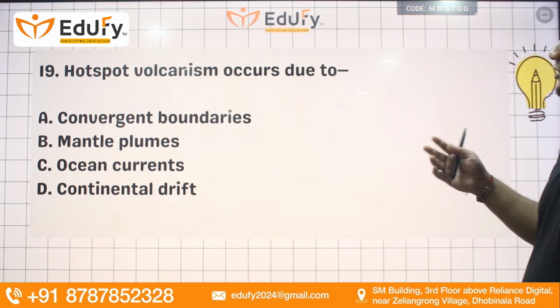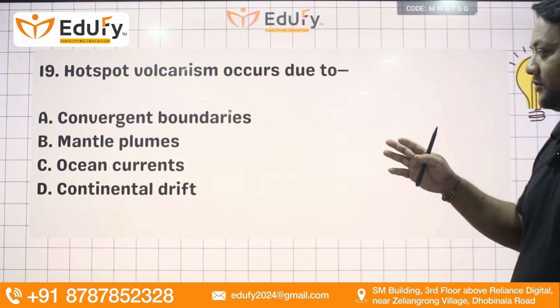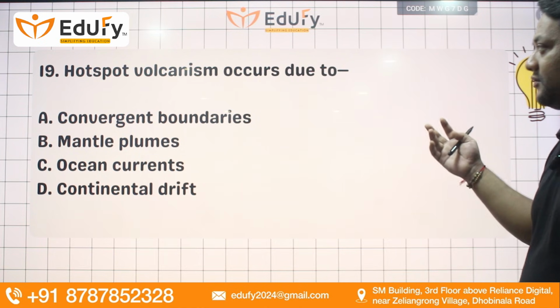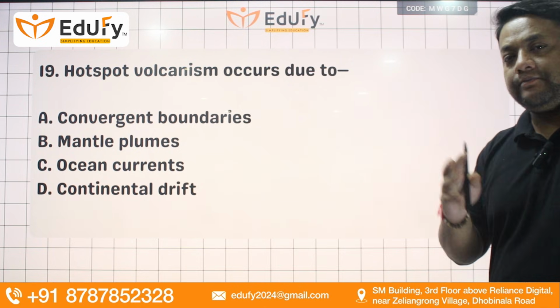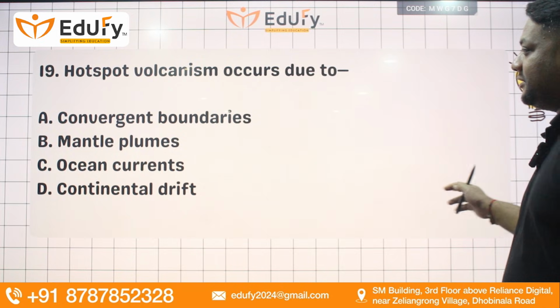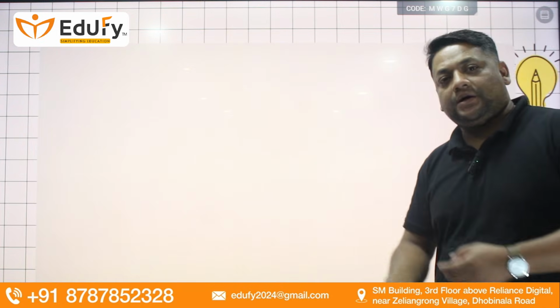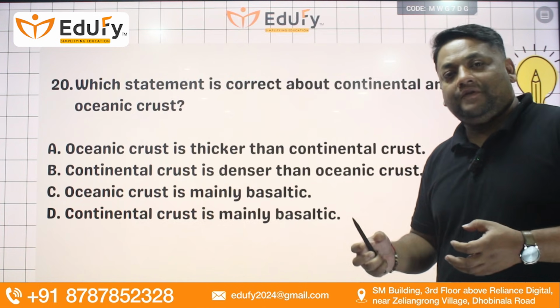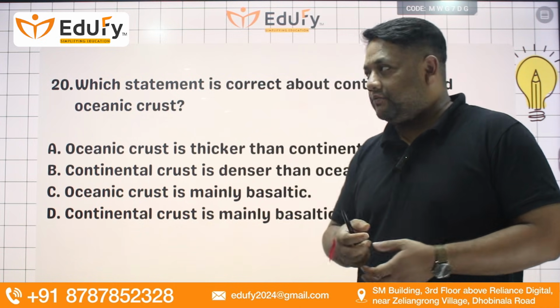Hotspot volcanism occurs due to: convergent boundaries, mantle plumes, ocean currents, or continental drift. Hotspot volcanism is generally a condition in which mantle plumes come out from cracks. All right. So mantle plumes is the right answer. Mantle plumes means the magma which comes up through convection currents and is released through the mountains.